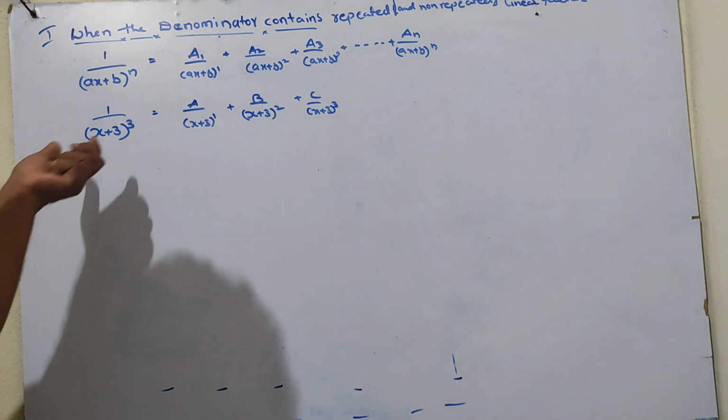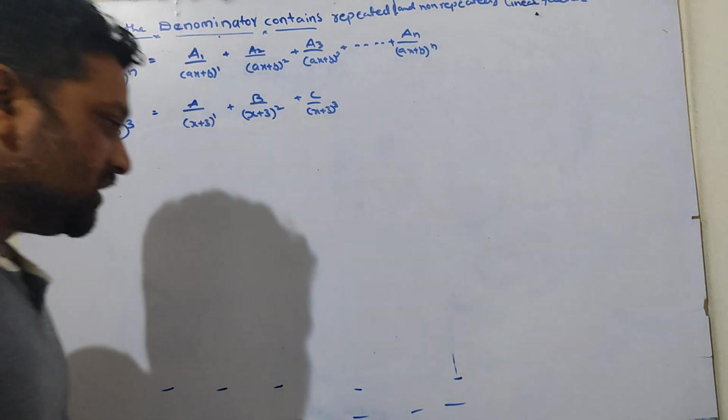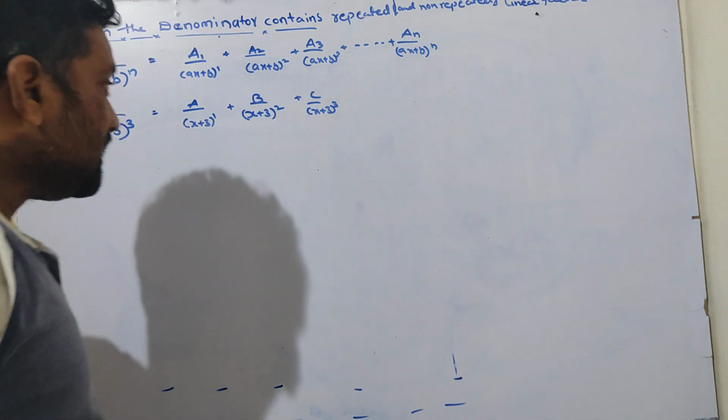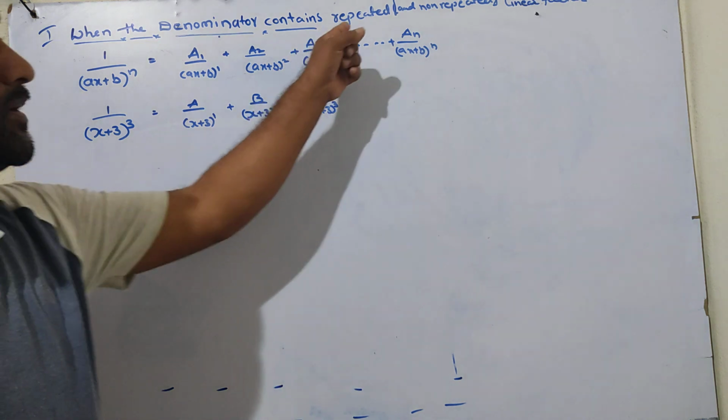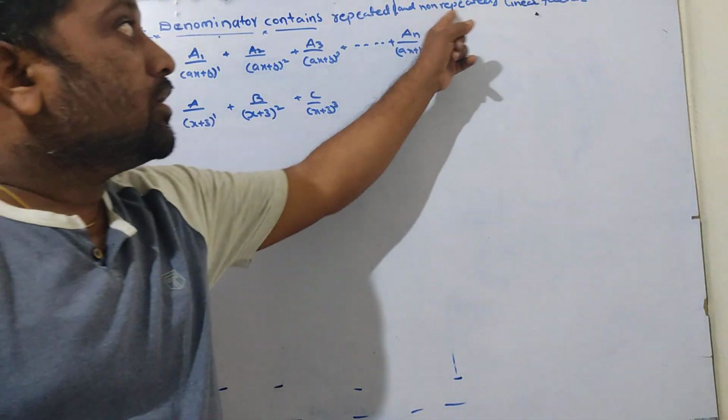So when we are having repeated terms, x plus 3 can be repeating here. That's why we are using the repeated linear factor.